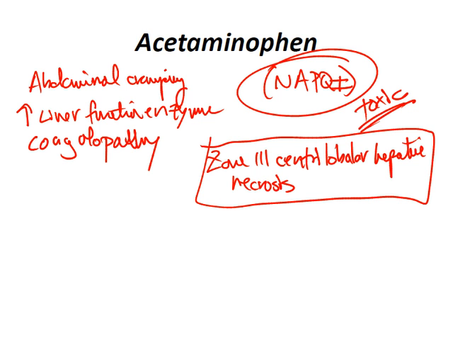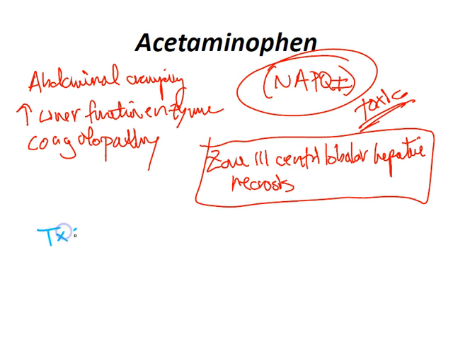So what's the main thing here, what do we need to give? We need to give N-acetylcysteine, right? That's the treatment. Acetylcysteine, which is a precursor of what? Glutathione. So you increase the availability of the glutathione to conjugate this, the NAPQI.